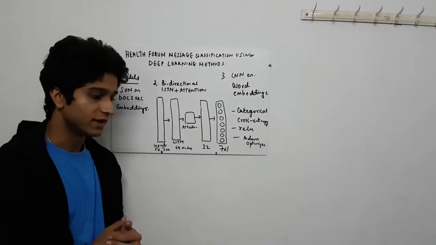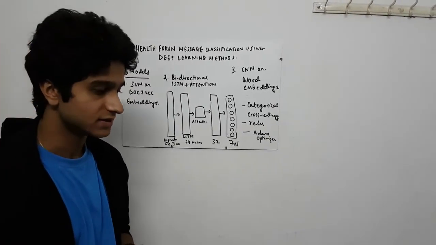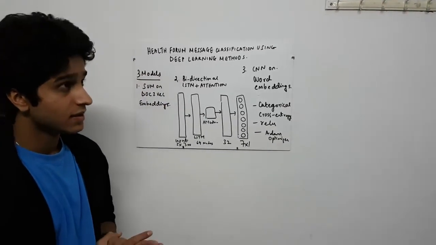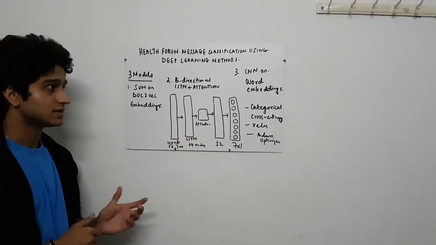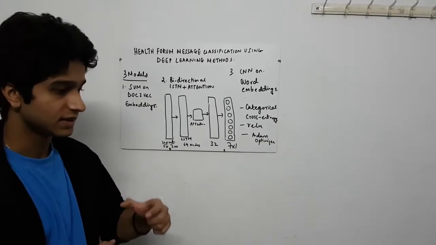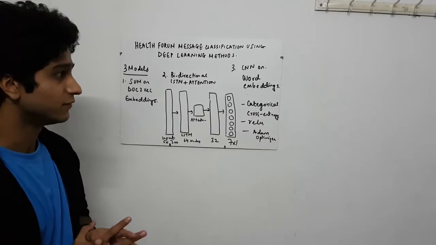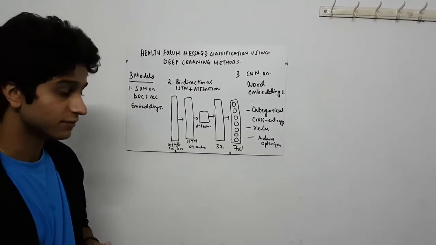We were provided with two files, which is the training data and testing data. The training data had 8,000 entries and the testing data had 3,000 entries, where each entry contained the class a health forum message belonged to, and its title and the question posted. These health forum messages were posted on an actual health forum.